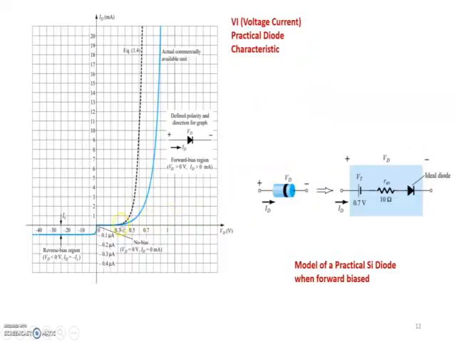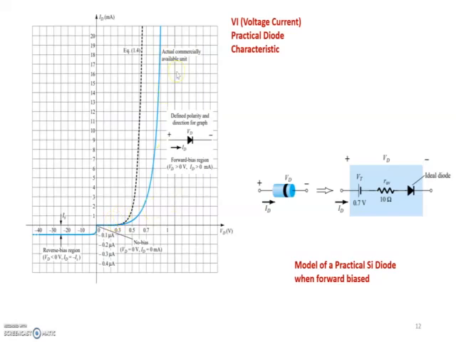In a practical diode, what happens? It conducts only after 0.3 or 0.7 volts. So we include a threshold voltage, or I can say barrier potential, and it has a curve of resistance. This resistance is indicated here as 10 ohms, and this is the ideal diode. Sorry, this is not the ideal diode characteristic, it's the practical diode characteristic.